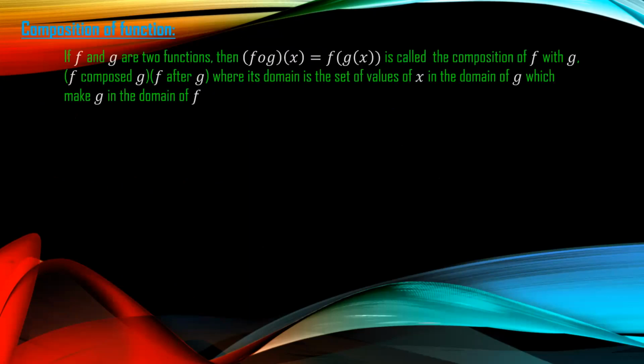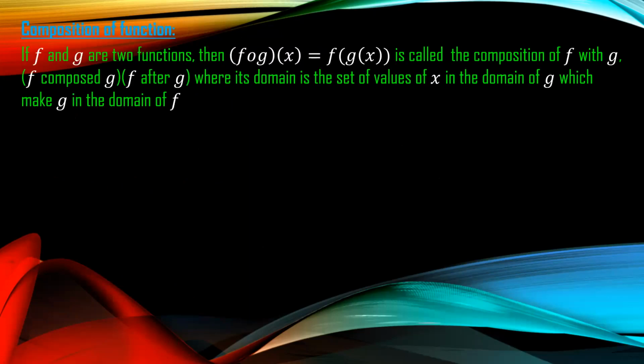Now we will study the second item in our lesson, composition of functions. If f and g are two functions, then f after g of x, or f of g of x, is called the composition of the function f with g, f composed g, or f after g, where its domain is the set of values of x in the domain of g, which make g of x in the domain of f.